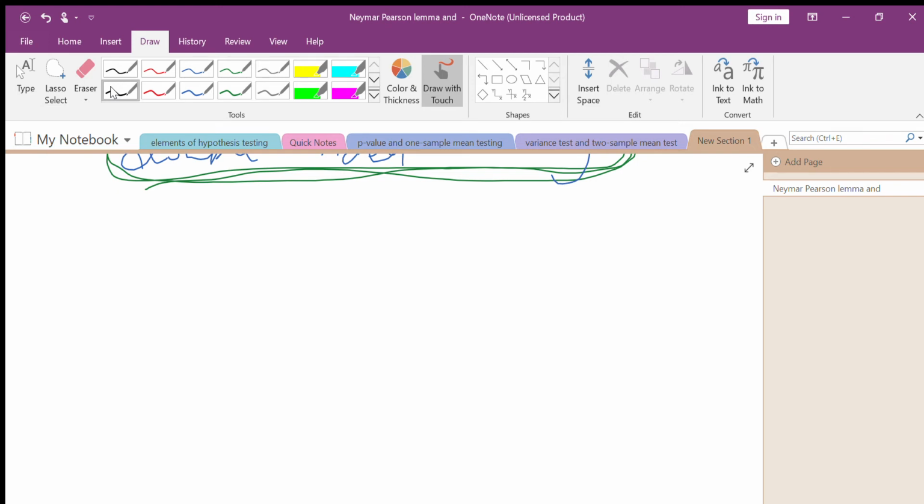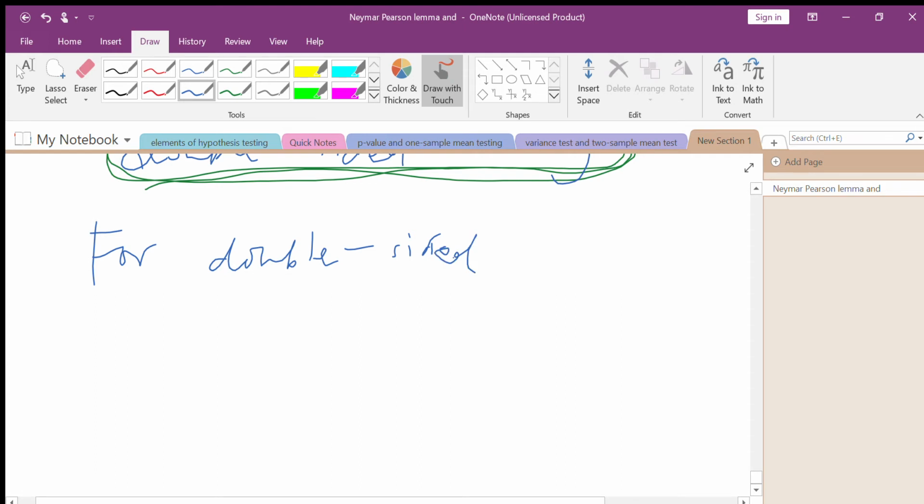Okay. So what do we do since we cannot find a most powerful level alpha test for double-sided testing? What do we do for double-sided hypothesis testing?